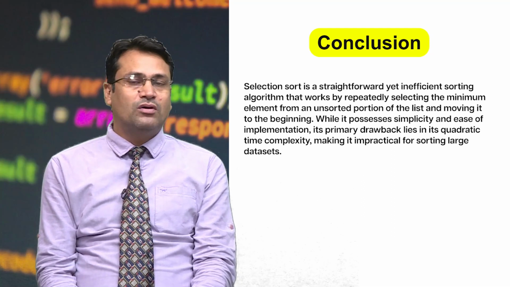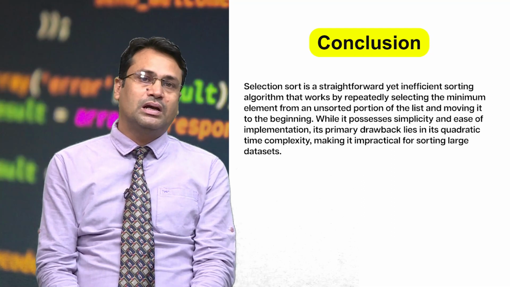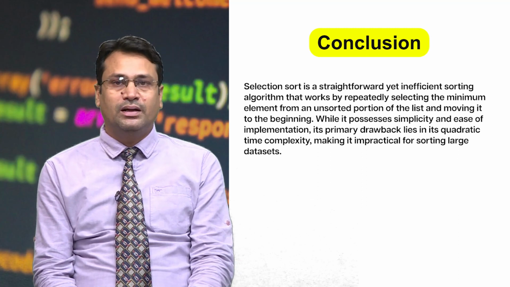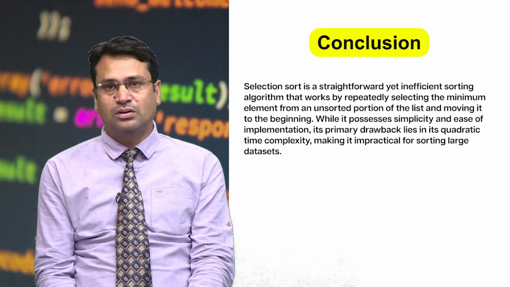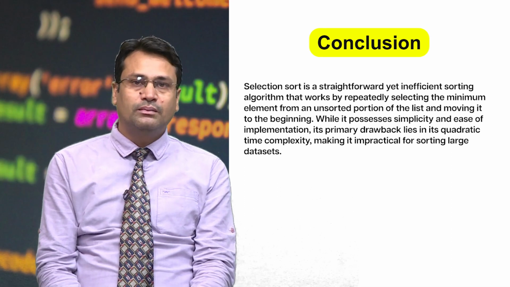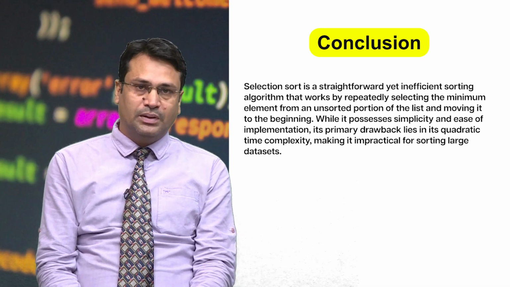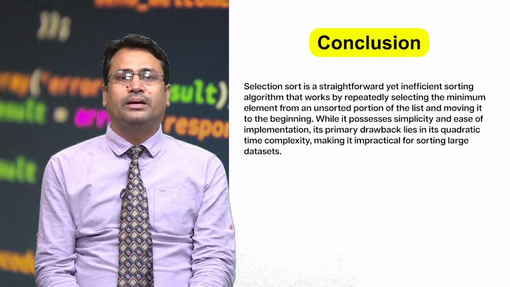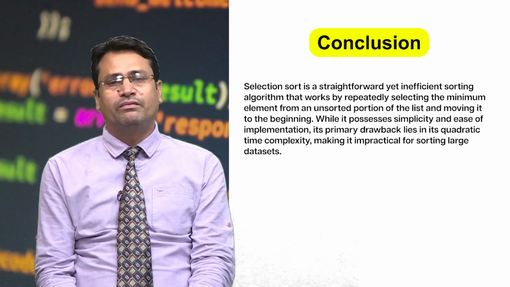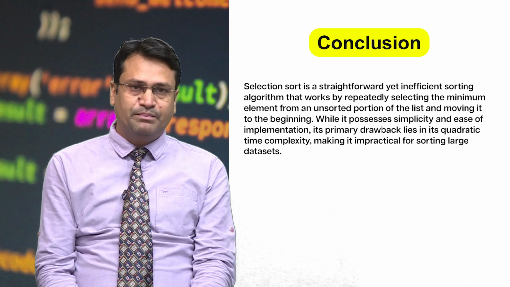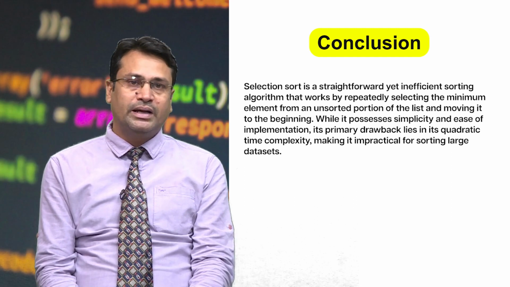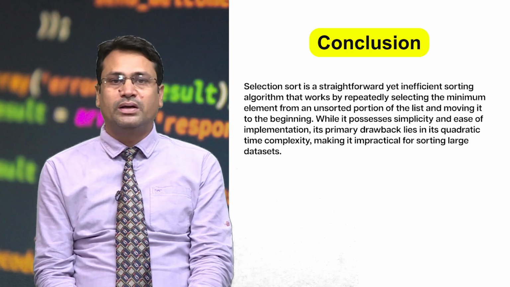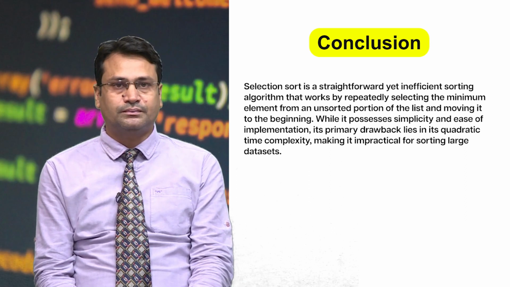Selection sort is a straightforward yet inefficient sorting algorithm that works by repeatedly selecting the minimum element from an unsorted portion of the list and moving it to the beginning. While it possesses simplicity and ease of implementation, its primary drawback lies in its quadratic time complexity, making it impractical for sorting large data sets.